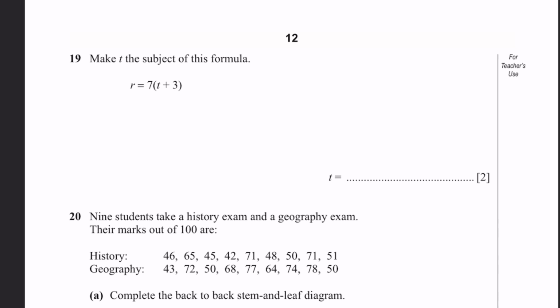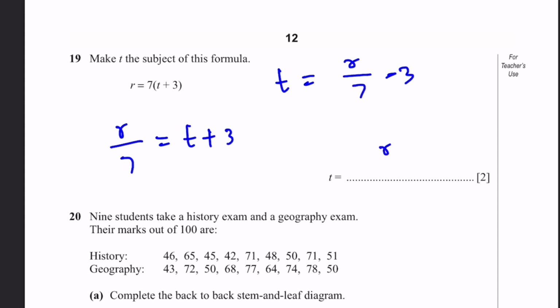Question 19. Make T the subject of this formula. R equals 7 into T plus 3. It means that R by 7 is equal to T plus 3, because we bring the 7 to the other side. And now T is equal to R by 7 minus 3. And that's the answer.